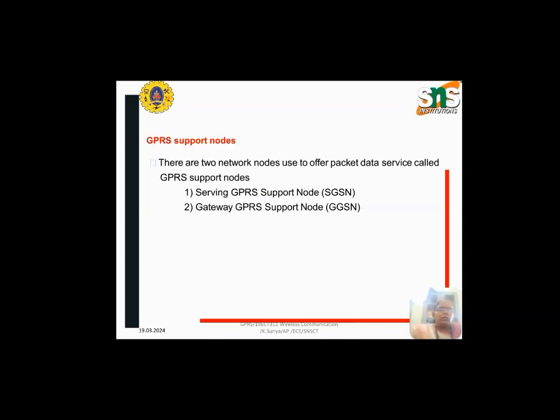There are two network nodes used to offer packet data services in GPRS, which are the serving GPRS support node and the gateway GPRS support node. The SGSN is a router that controls the locations of nearby stations and offers a packet transit interface to the GGSN portal. It is in charge of GPRS mobile device authentication, network registration, mobility management and data collection on pricing for using the air interface.